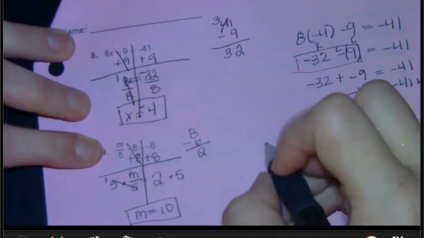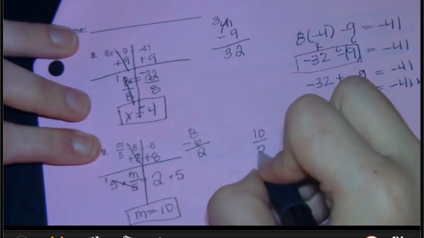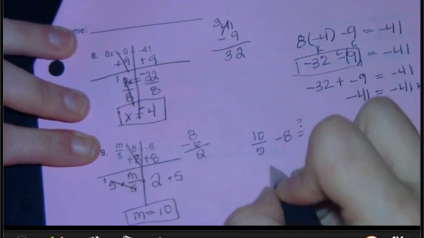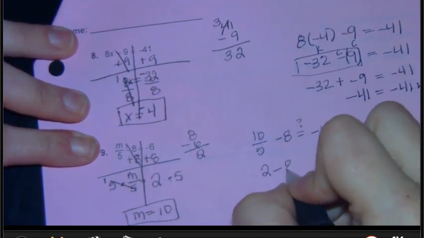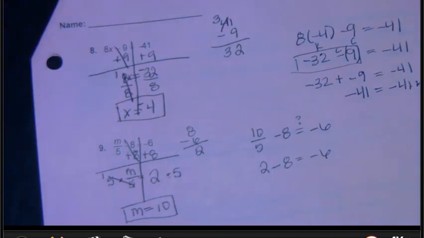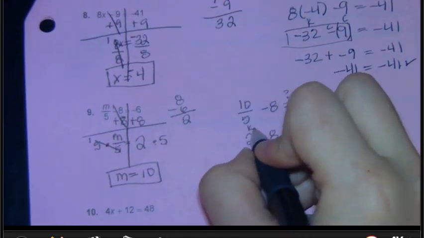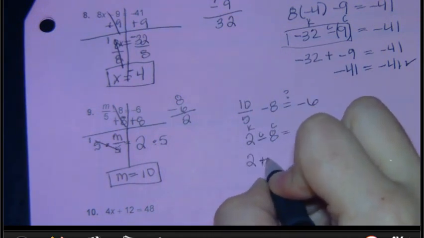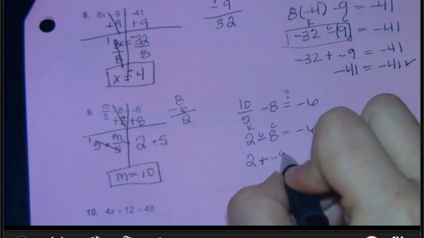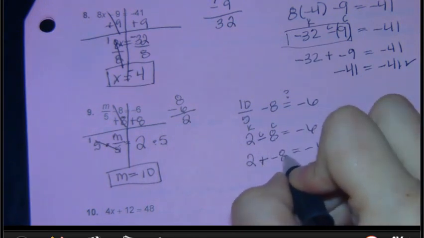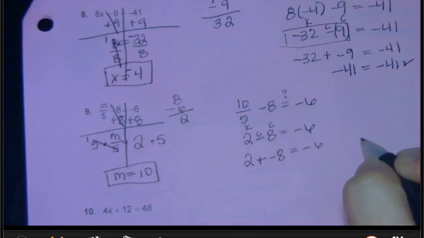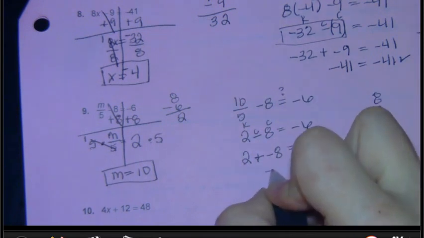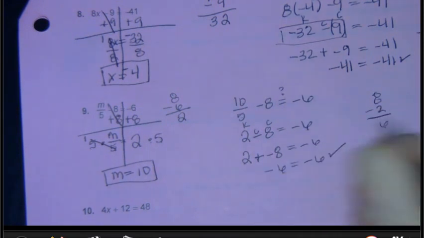All right, let's plug it in and check. So I'm going to have 10 over 5 minus 8, and do I get negative 6? Well, 10 divided by 5 is 2 minus 8 equals negative 6. Well, we've got to use keep, change, change again. So keep 2, change subtraction to addition, change 8 into negative 8. All right, I've got two numbers that are two different signs, so I'm going to subtract them. 8 minus 2 is 6. So negative 6 equals negative 6. Yes.